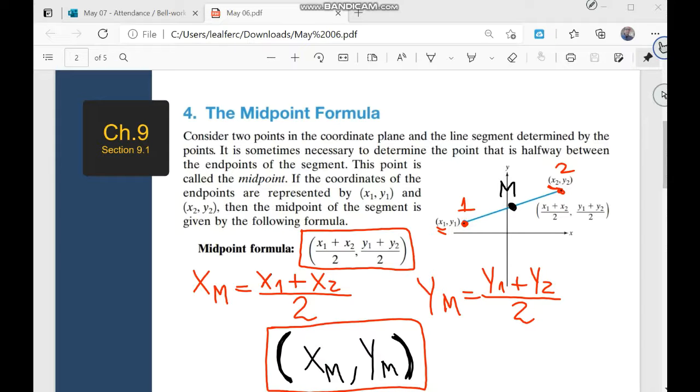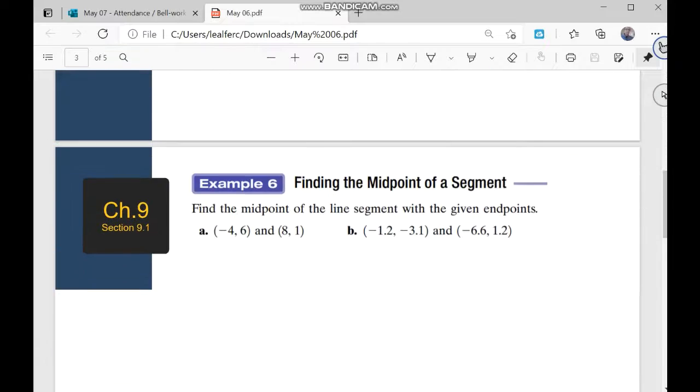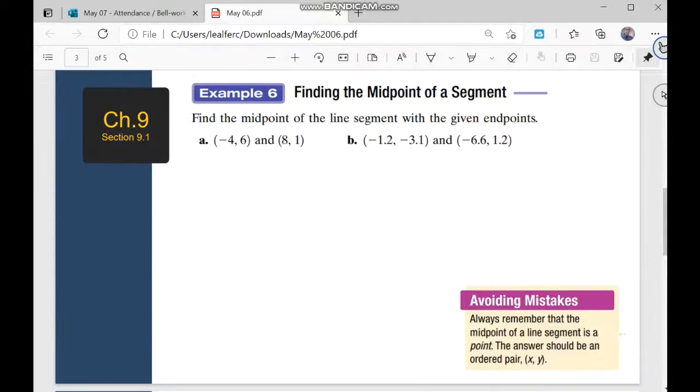Let's show how to work on an example applying this formula, right? We have example letter A. Find the midpoint of the line segment with the given endpoints. Letter A, we have here point 1, point 2. So x1 is -4, y1 equals 6. x2 equals 8, y2 equals 1.